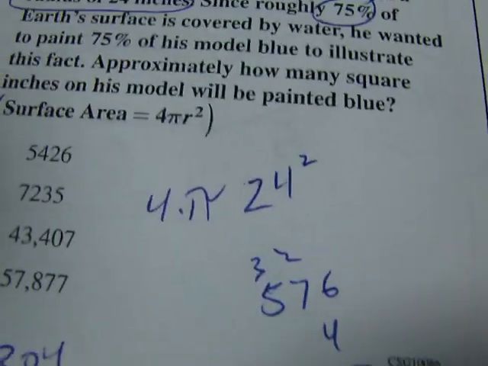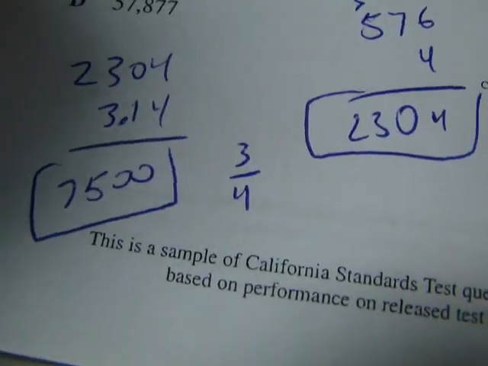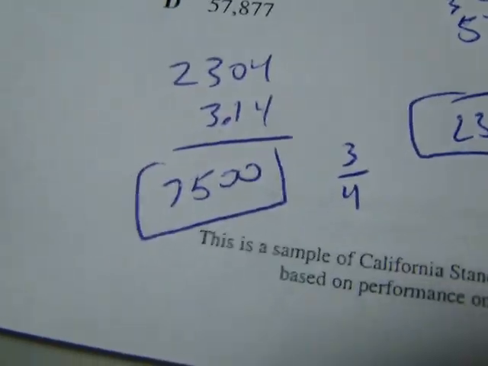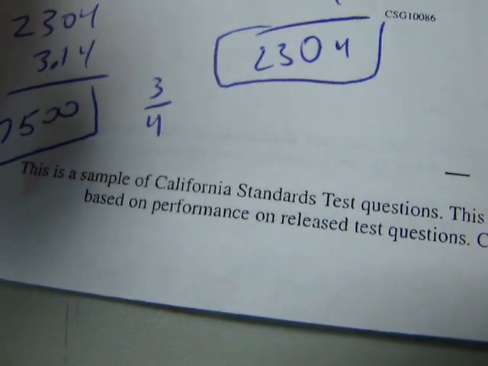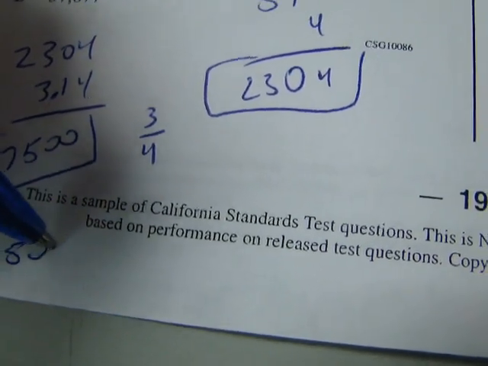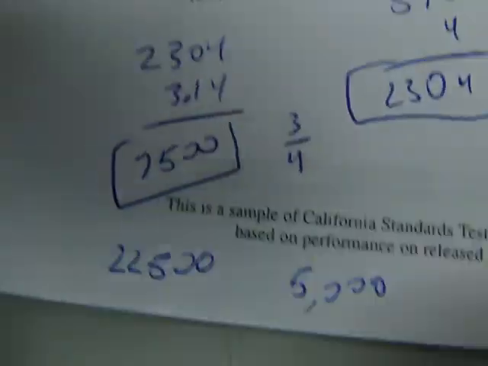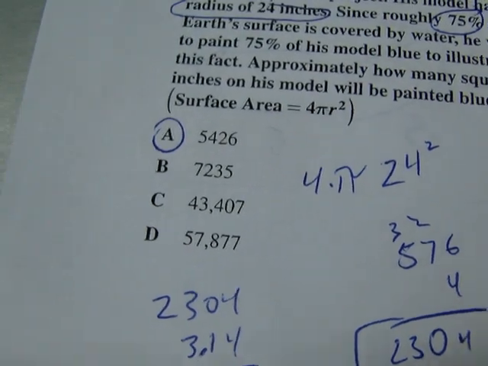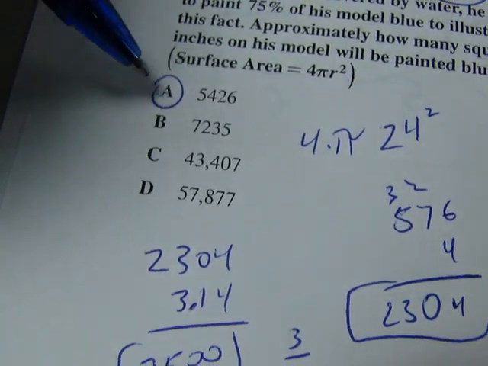When you see that, you're probably leaning towards answer B. But remember, we've got to do 75%. 75% is 3/4. So if we do 3/4 of 7,500, it's going to be smaller than 7,500. 3 times 7,500 is, if my calculations serve me correctly, 22,500. And when you divide that by 4, you're going to get 5,000 something. The only answer that's even close to fitting this is A. Now, you could do your math a lot more accurately, but considering the difference between these answers, you only need a ballpark answer because only one of these is going to be close.